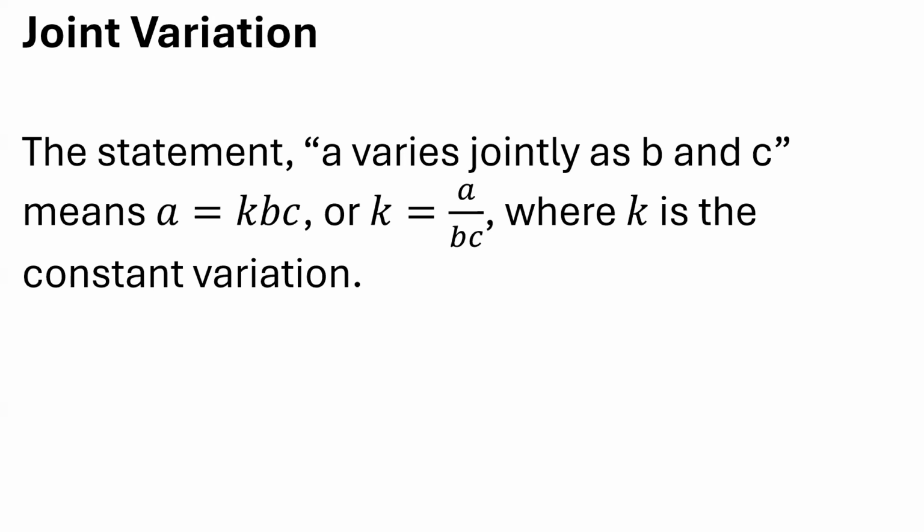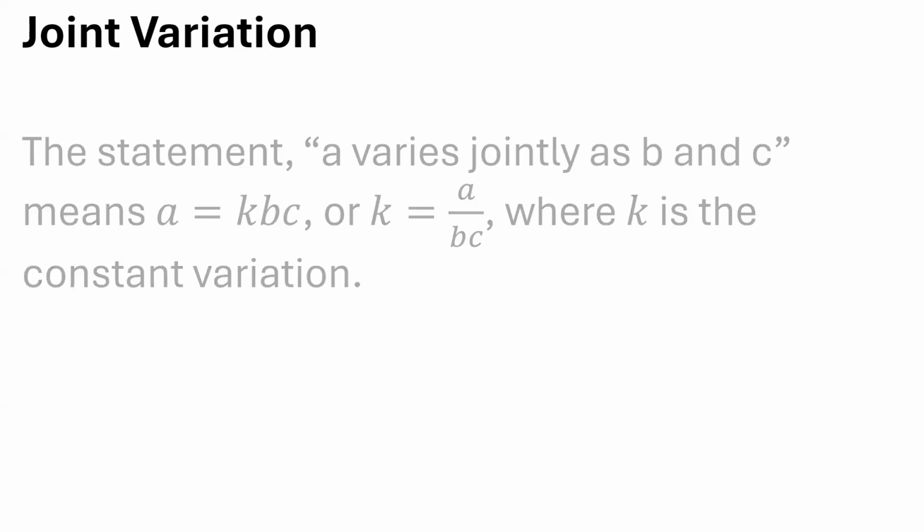Kung ganyan ang setup, in order for us to find the constant variation, that is k, k is equal to A over BC. Ang pinaka-shortcut na meron dito is kung ano yung katabi ng k sa ating equation, yun lang yung ginagawa nating denominator dun sa A. Meaning A divided by BC, where k is the constant variation.